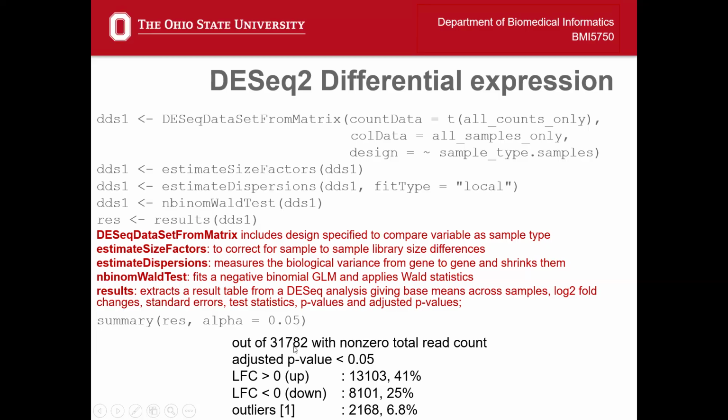So it's telling us 31,000 genes were tested. There was a cutoff of an adjusted p-value less than 0.05. There were 41% of our genes that had a significantly upregulated change. So they had a positive fold change. They were higher in our first group. And then 25% of the genes were downregulated, so that they were more highly expressed in our second group.